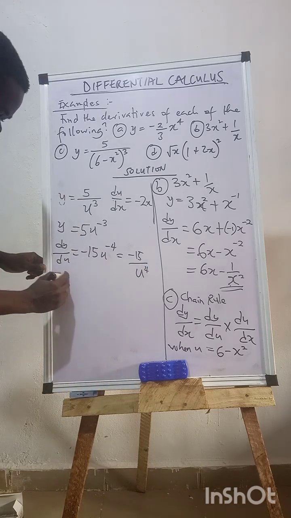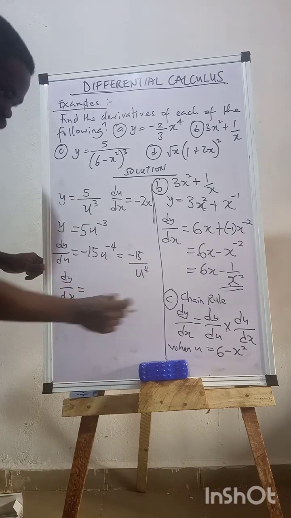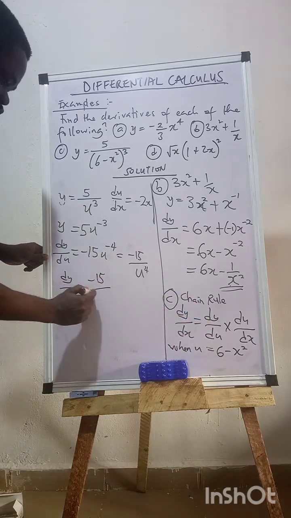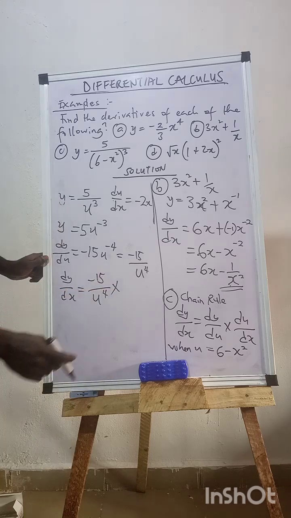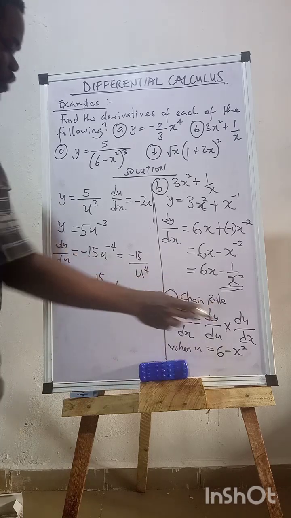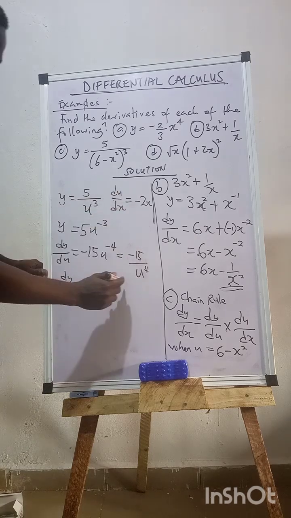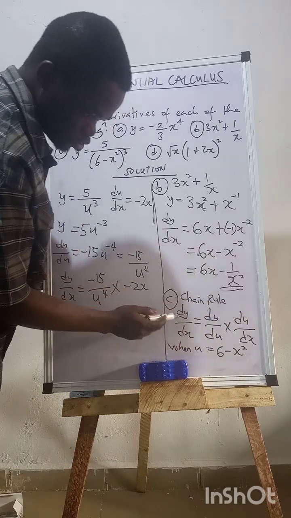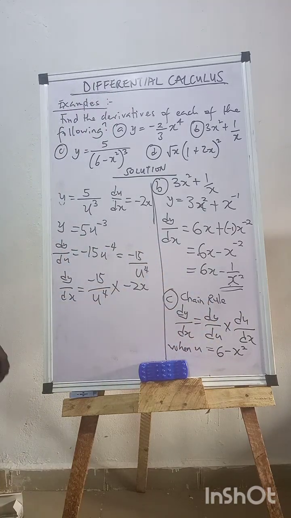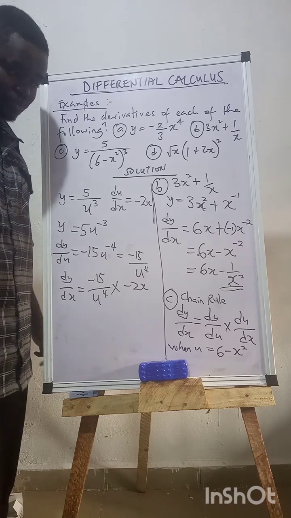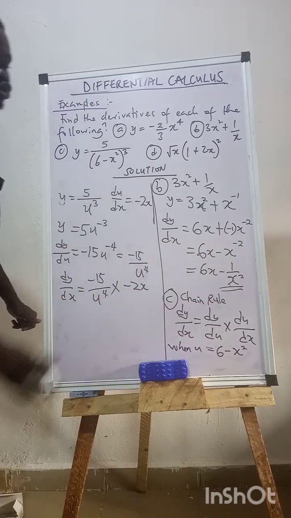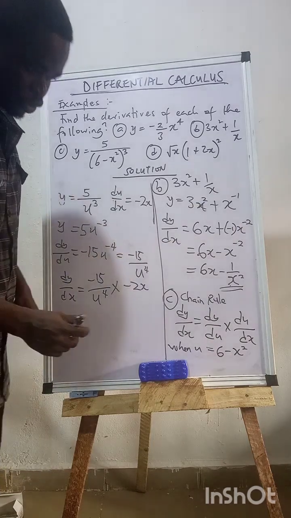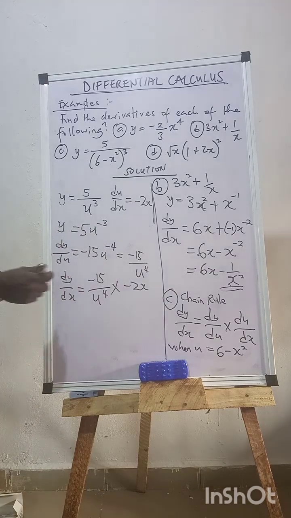Now applying the rule, dy over dx is equal to dy over du. What's dy over du? Minus 15 all over u raised to the power 4, multiplied by du over dx. Du over dx is what? Minus 2x. Take note, the du cancels itself out to leave dy over dx. If it doesn't cancel itself out, you know what you're doing is wrong. This is the chain rule. So no matter the amount of figures that you want to create, they must all cancel themselves out.